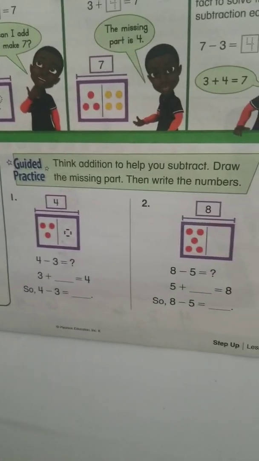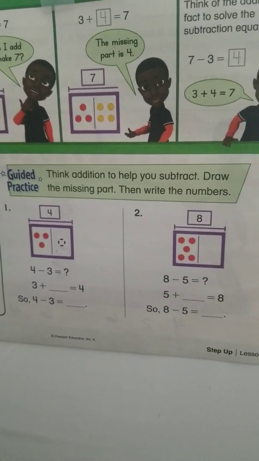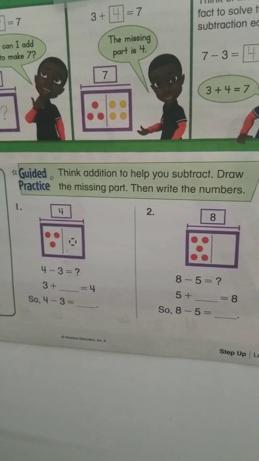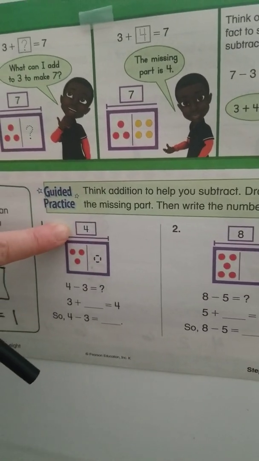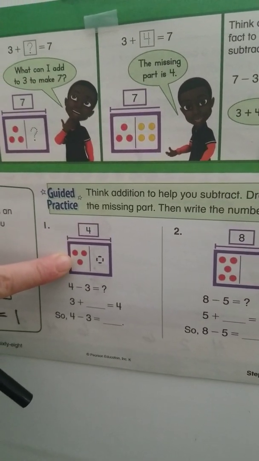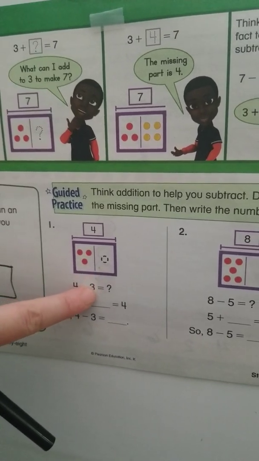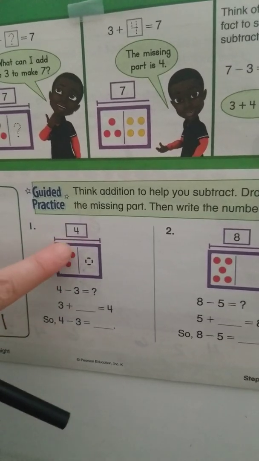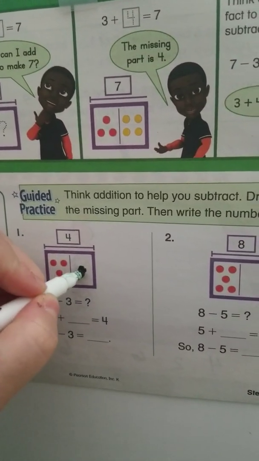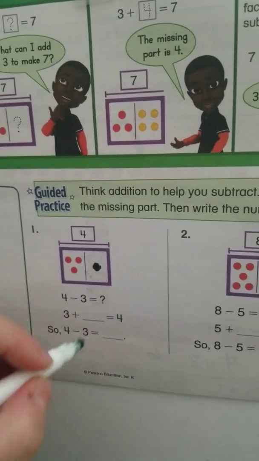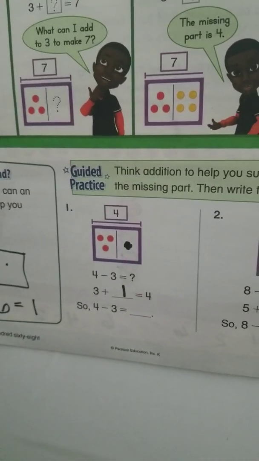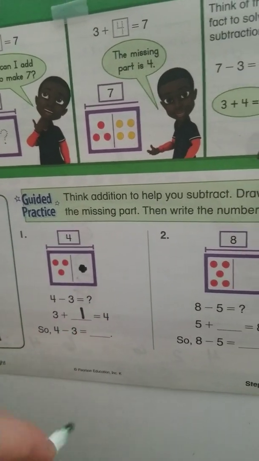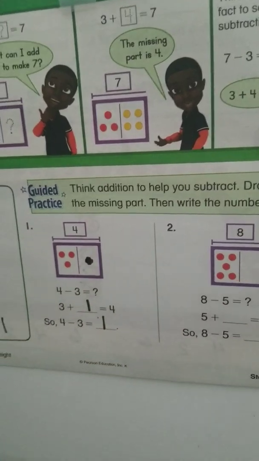Okay, let's look at the guided practice. Think addition to help you subtract. Draw the missing part, then write the numbers. Number 1, the whole is 4. One part has 3. 4 minus 3 equals how many? Well, if we have 3 and we draw one more, we get 4. So 3 plus 1 equals 4. So 4 minus 3 equals 1.